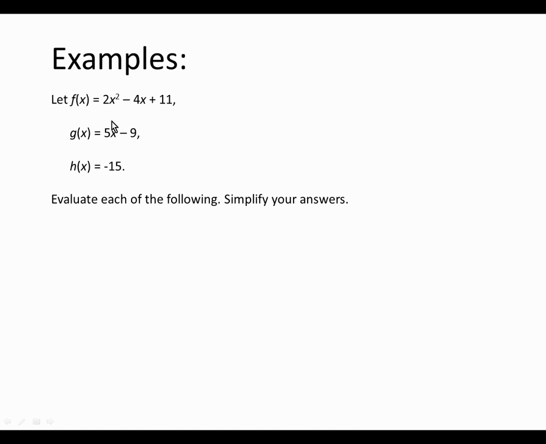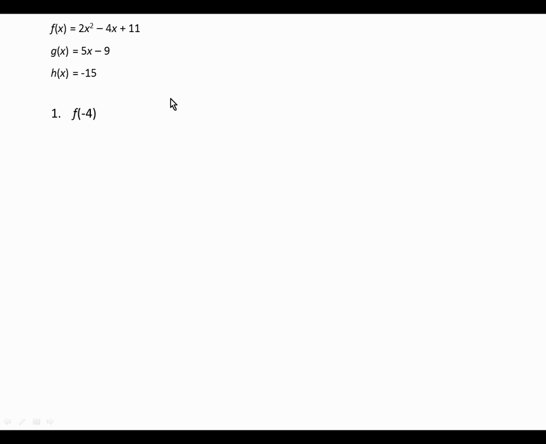So some examples. We let f of x equal 2x squared minus 4x plus 11. g of x will equal 5x minus 9. And h of x is equal to negative 15. We're going to evaluate each of the following. Simplify your answers. So again, here are three functions. They will appear every time we're doing these problems. Our first one is f of negative 4.